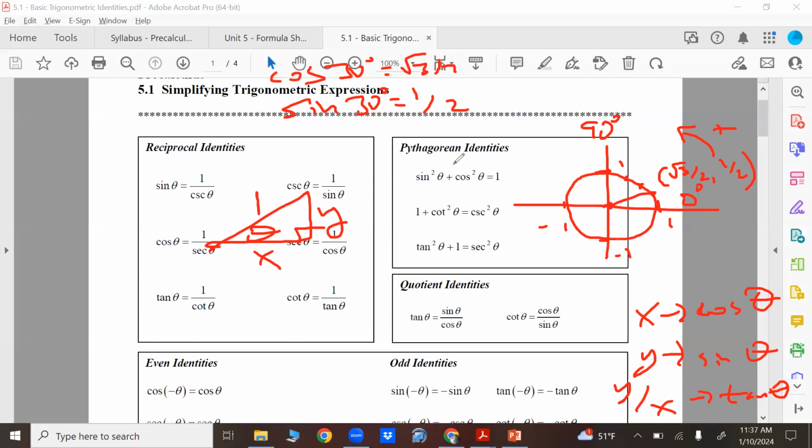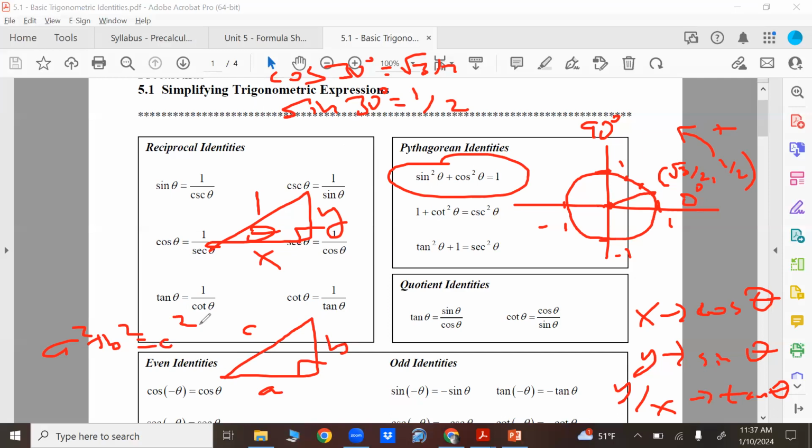Well, if you think about it, what's the Pythagorean theorem, guys? From back in the day, middle school, a squared plus b squared equals c squared, right? You know this. Well, x squared plus y squared equals 1, right?